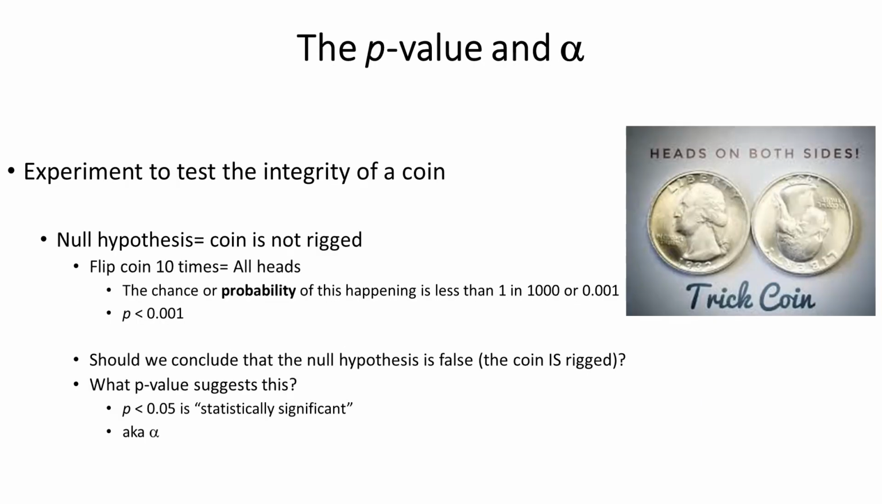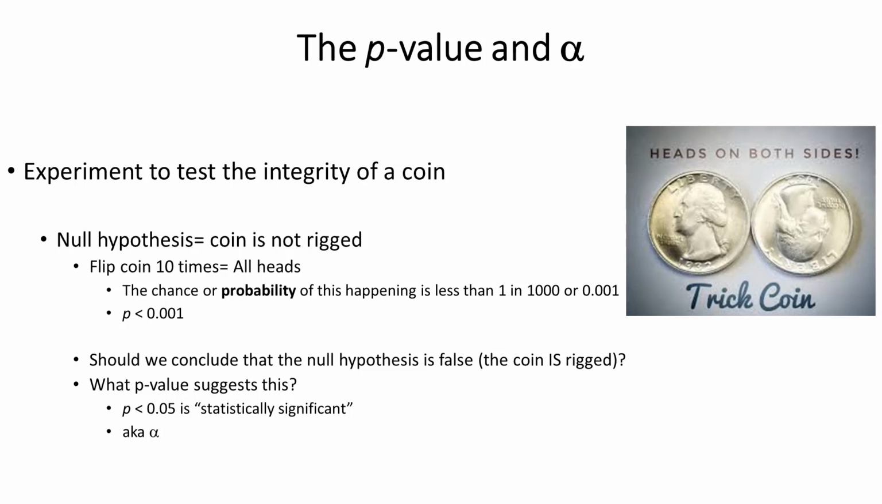So let's talk about inferential statistics in the simple experiment of flipping the coin 10 times. So let's do that experiment. We're going to do an experiment to test the integrity of this coin. The null hypothesis, going back to inferential statistics, would say that the coin is not rigged. That means there's no difference between the number of heads and the number of tails that you would get if you flip the coin 10 times.